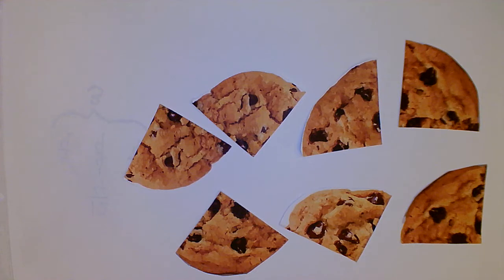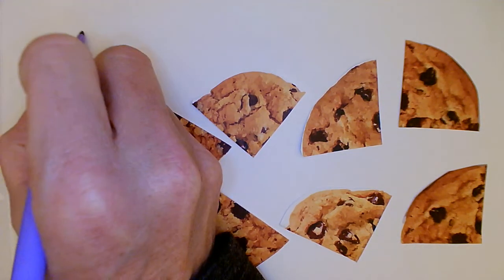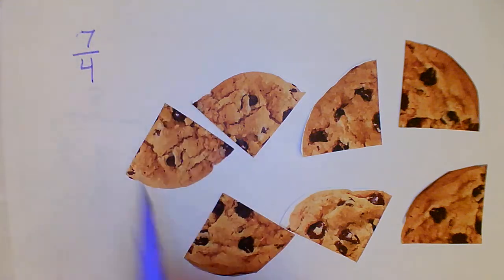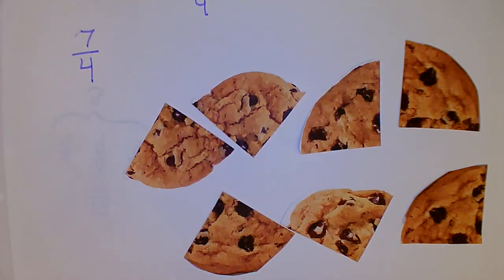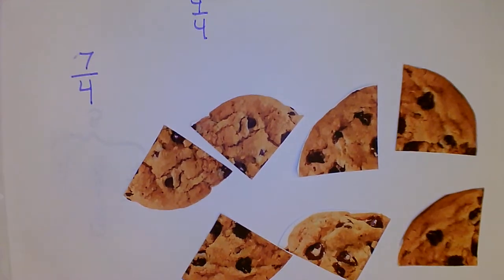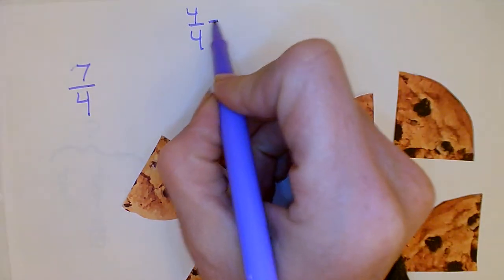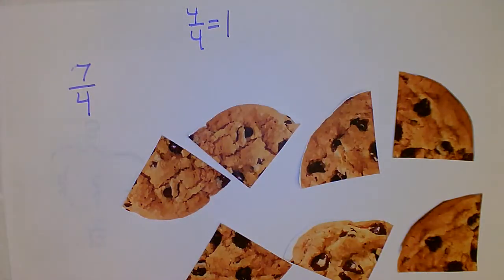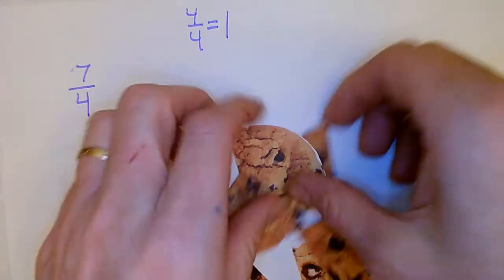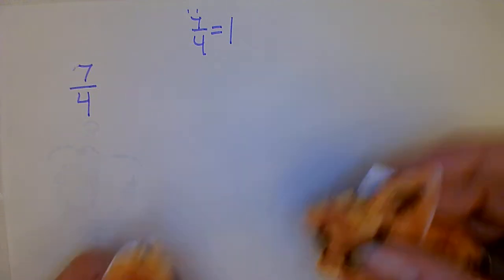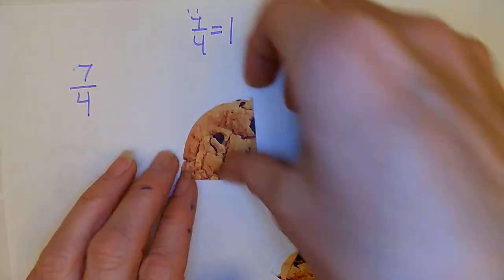So again, we want to make whole cookies out of those 7 fourths. So I'm starting with 7 fourths, and I know that 4 fourths is equal to one whole. And we modeled it with our cookies. So again, what I want to do is pull out groups of 4/4 from these 7/4. I want to make groups of 4/4.